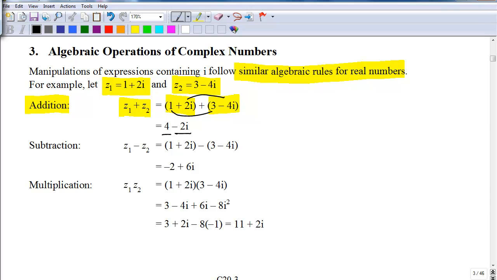And if we want to subtract z2 from z1, then what we want to do is to subtract the real parts and the imaginary parts separately. Meaning 1 minus 3, 2i minus minus 4i. So 1 minus 3 gives you minus 2, 2i minus minus 4i gives you 6i.